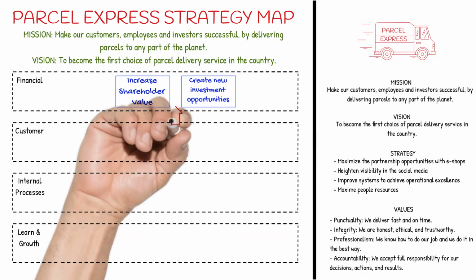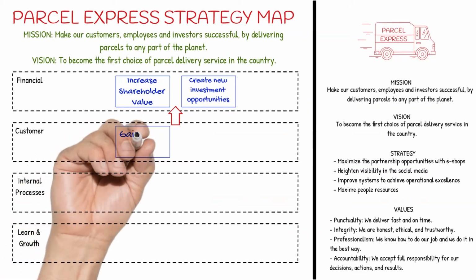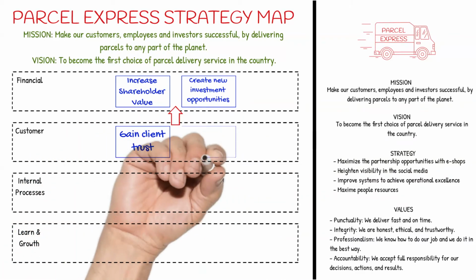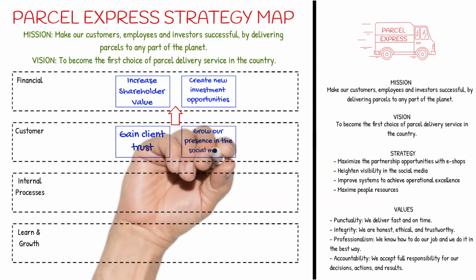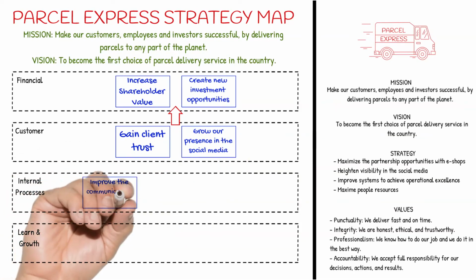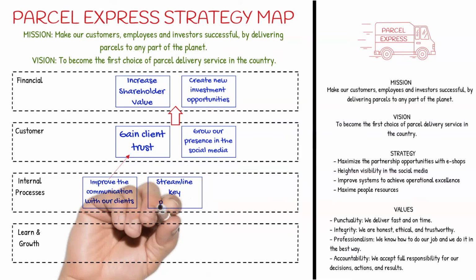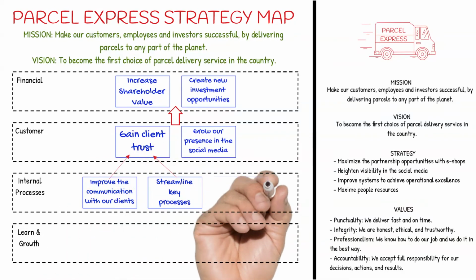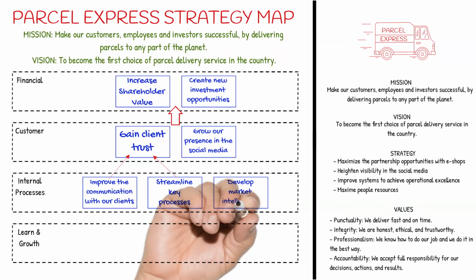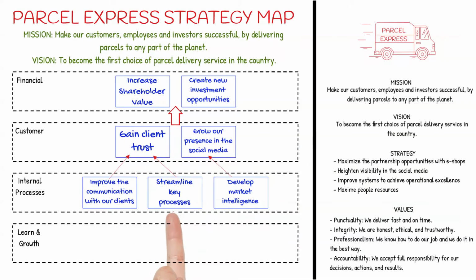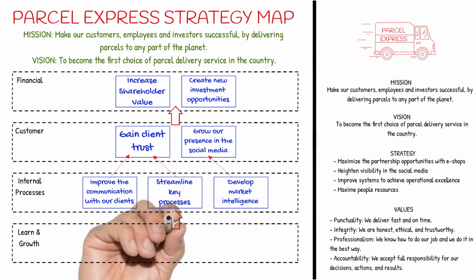To achieve these objectives, and according to their strategy, the company believes that they must gain trust from their clients and grow their presence in the social media. To make that possible, they understand that they have to improve their communications with their clients, they have to streamline their key processes, and they have to dedicate some efforts to develop market intelligence. All this requires some important enablers.